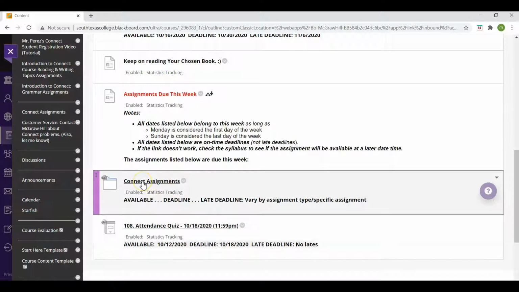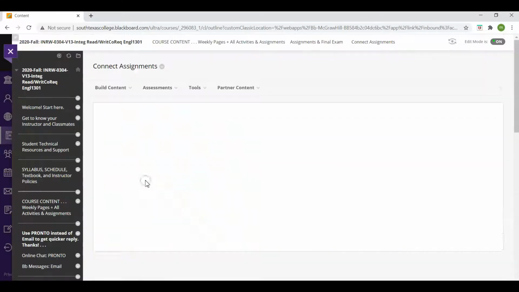And again, remember, like I said before, it just shows you that there's at least one, right? It says connect assignments. There's at least one thing due, but from the syllabus and from the chart that I just showed you, there are 2 types of connect assignments due. So now let's go ahead and press it.